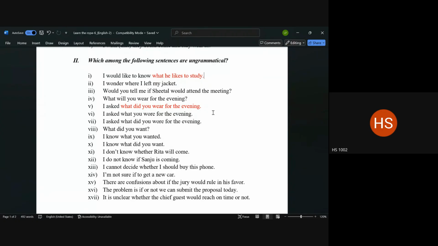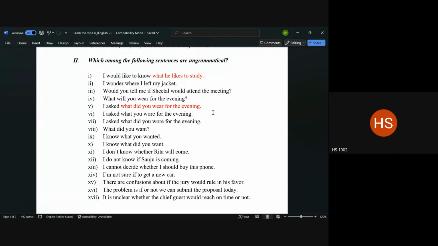No, right? We see "what he likes to study." But in the fifth sentence, what you see is "what did you wear for the evening," right? And we are saying that this is ungrammatical. So what is the difference between the first clause and the second one? In the first there is no helping verb, but here we are using the helping verb "did." So in the first one we don't have it, and we are saying that the first one is right but the fifth one is wrong. The difference is the helping verb.